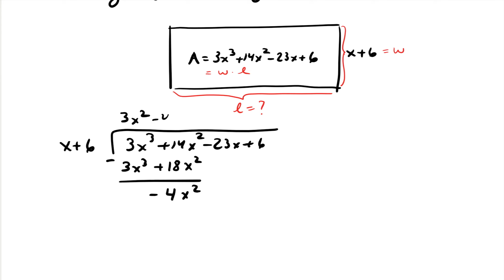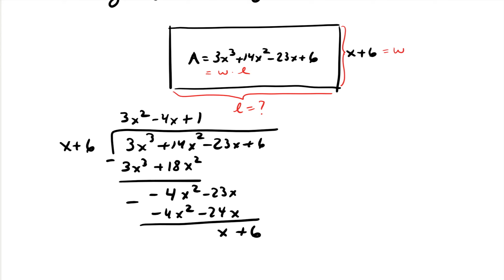x times minus 4x will give me minus 4x squared, which I also multiply by 6. So I bring down the minus 23x, I subtract, and I get x plus 6, and x times 1 will give me x. So you see, I don't stop here, because the degree of x plus 6 is the same as the degree of x plus 6. So the same degree, so I can keep on going. Actually I can fit x 1 times into x, so I get x plus 6. And of course we get a remainder of 0 here.